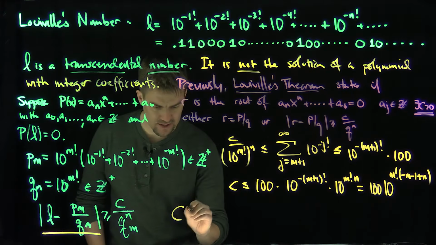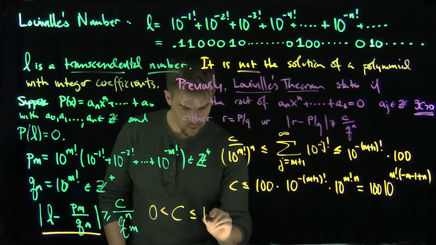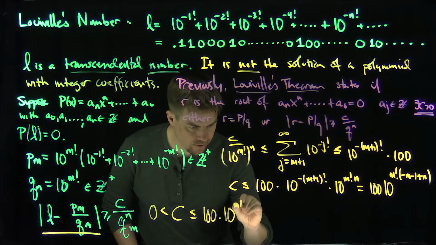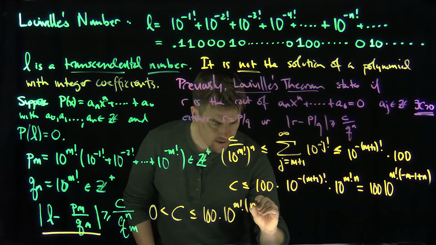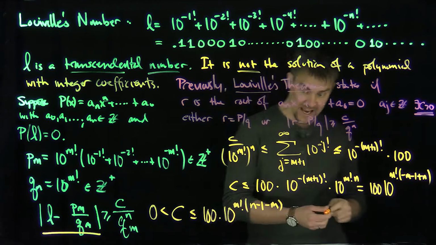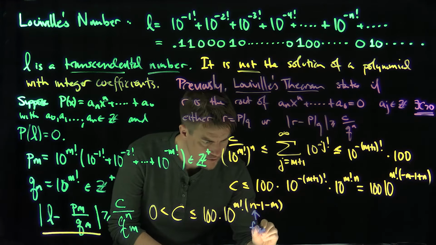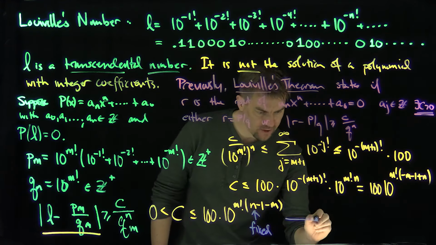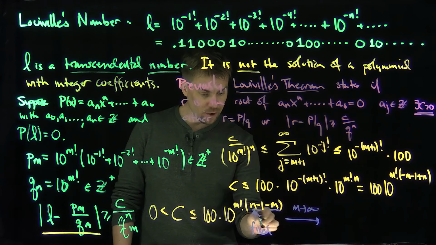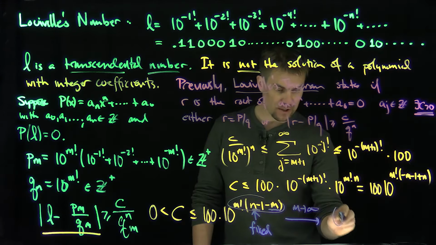So we've just shown that this positive constant c is less than or equal to this number, 100 times 10 to the m factorial, and then I'm going to have an n minus 1 minus m. Now remember, n is fixed. That's fixed. And so now as m tends to infinity, eventually this m is going to be larger than n, so this whole expression is going to be negative. So I have 10 to the negative something, so as m goes to infinity, this expression tends to 0.